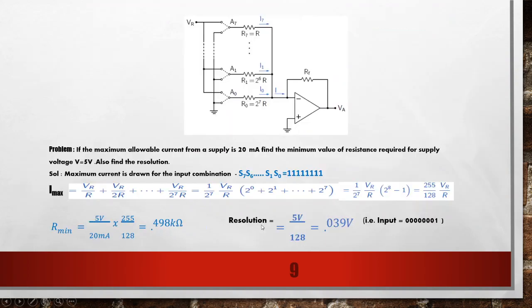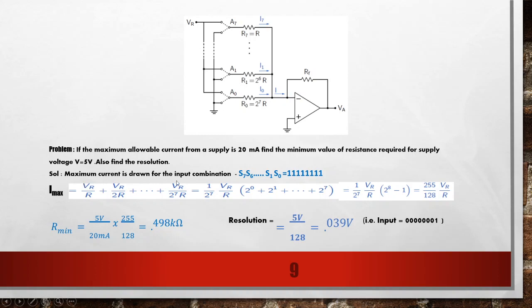Okay. Now let's look at a problem. Say we have an 8-bit digital to analog converter. The problem says that if the maximum allowable current from a source, that's this one which is driving all the inputs, is 20 milliampere, find the minimum value of resistance required for a supply voltage of 5 volt. Also find the resolution. The resolution differential we will be coming to later.